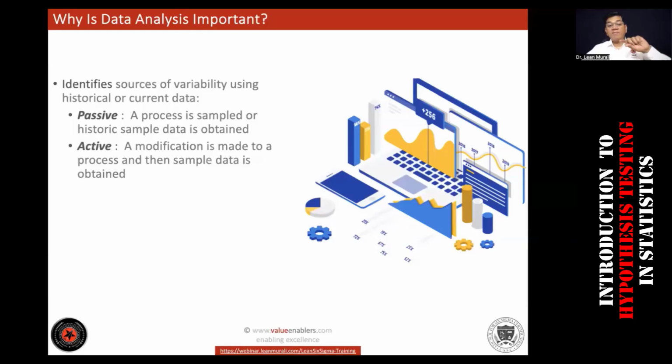Whereas active is after a modification is made in the process, you take the data. Passive is either the current state or what has happened to the process. And active is what is happening to it after some intervention has happened, improvement has happened. So this is passive data and active data.